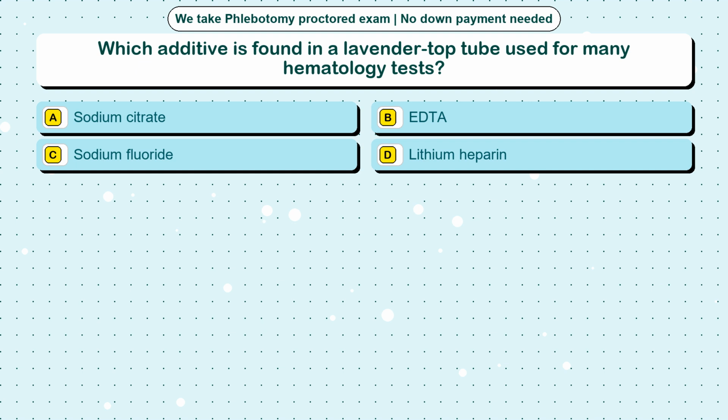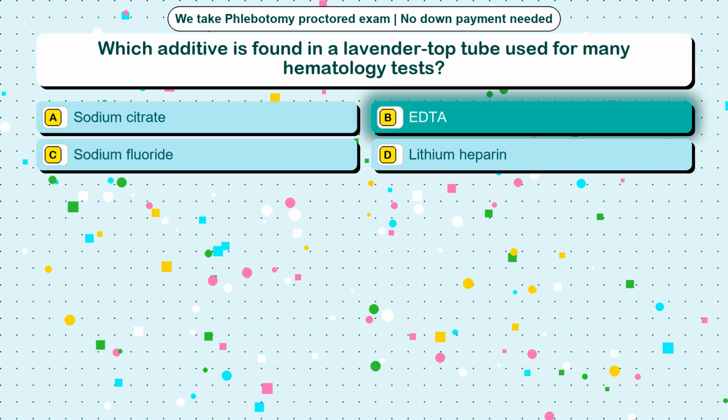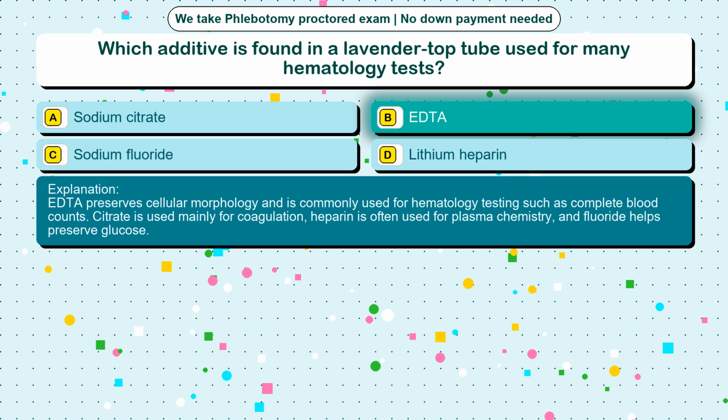Question 80. Which additive is found in a lavender top tube used for many hematology tests? Option A. Sodium citrate. Option B. EDTA. Option C. Sodium fluoride. Option D. Lithium heparin. The correct answer is option B. EDTA. EDTA preserves cellular morphology and is commonly used for hematology testing such as complete blood counts. Citrate is used mainly for coagulation, heparin is often used for plasma chemistry, and fluoride helps preserve glucose.